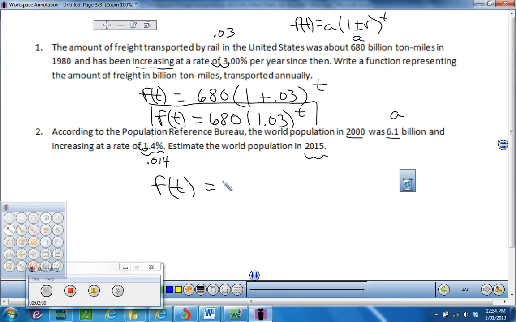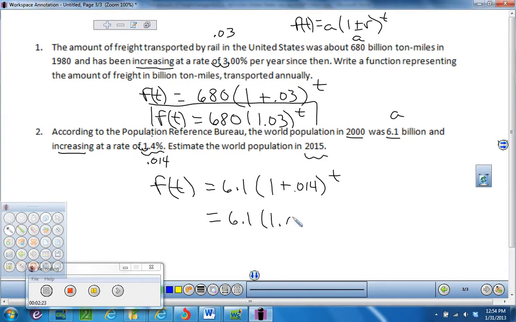F of t is equal to what we started out with, which is 6.1. Okay, 1, now is it going to be plus or minus? It's going to be plus because we're increasing. Okay, and then t is the number of years. I'm going to go ahead and clean this up, and then we'll plug it in the calculator and see what we should come up with. So 6.1 times 1.014 to the t, and that would be our function.